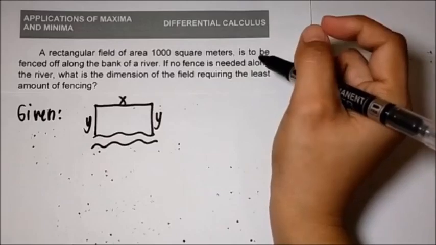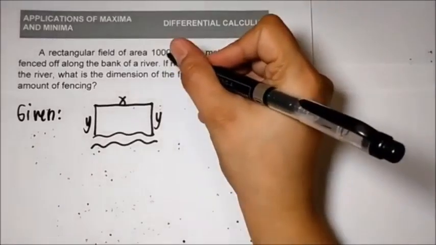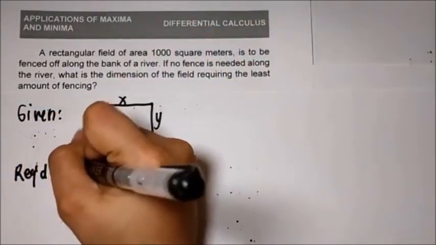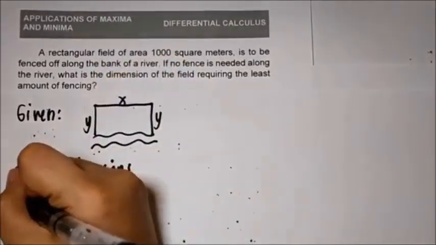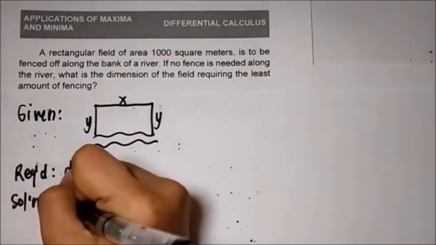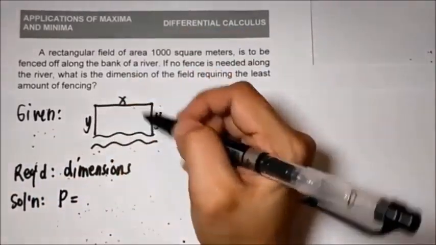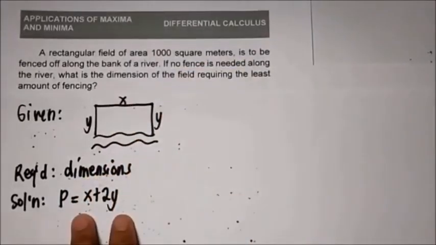So what would be the least or the minimum perimeter? And we have a given area. What would be the required? The required would be the dimensions of the rectangular field. So we will be needing the perimeter. The perimeter of this is x plus y plus y, so that would be x plus 2y. But we have two variables, and we just need one single independent variable.